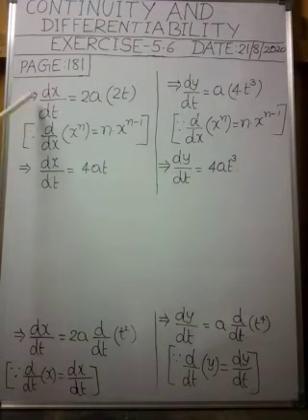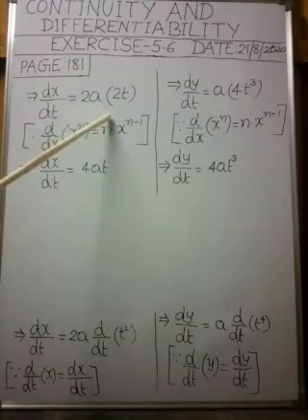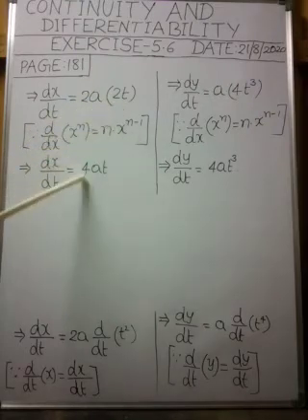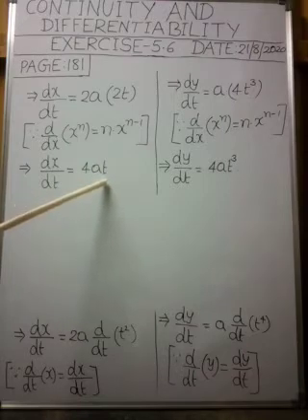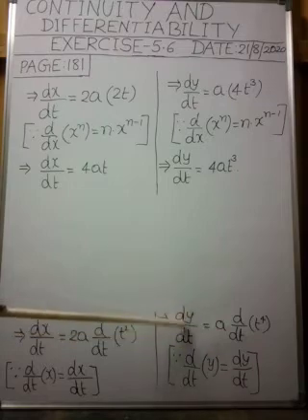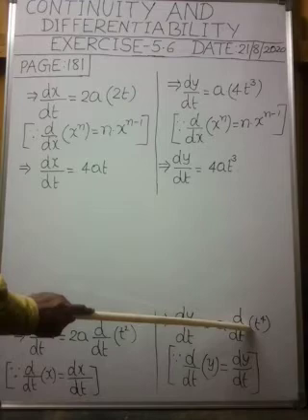Right. This implies dx by dt, I wrote LHS part as it is, in RHS the differentiation part is over. We have to simplify the term. What is that? 2 into 2, 4, a into t, 4at. Understood this RHS part, my dear children? Right. Now come to this side. Here dy by dt is equal to a into d by dt of t power 4.